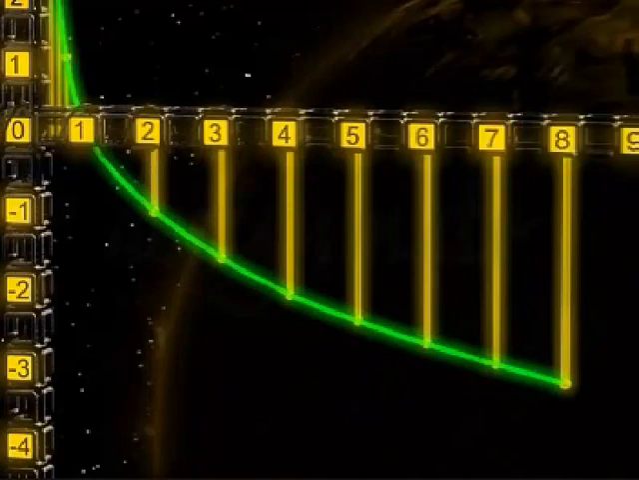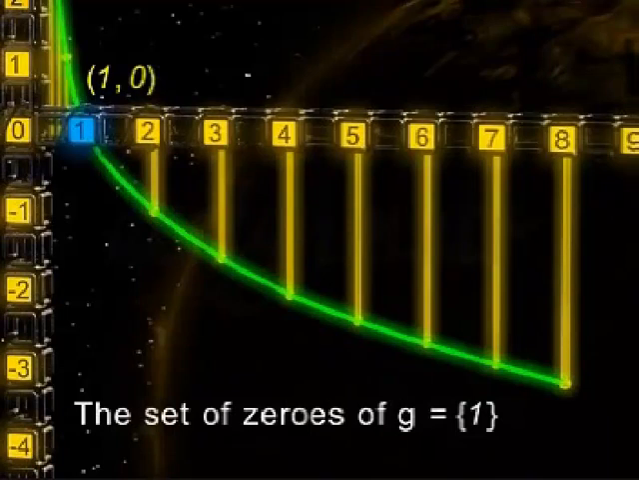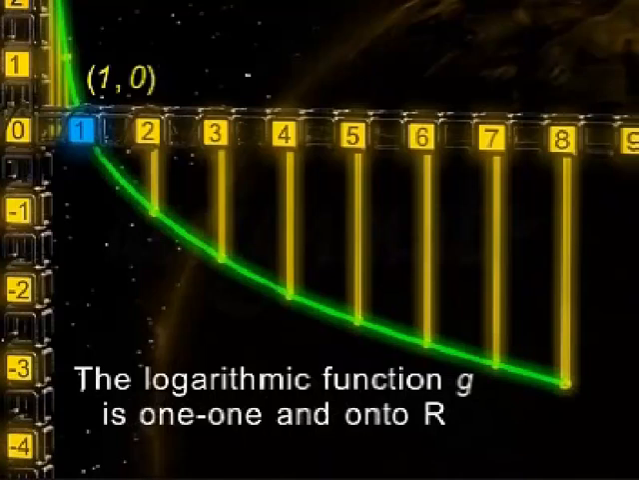It is to be noted here that the base of the logarithm, a = 1/2, is less than 1. The graph of g also intersects the x-axis only at the point (1, 0). Therefore, the set of zeros of g is {1}. The logarithmic function g is 1-1 and also onto R.